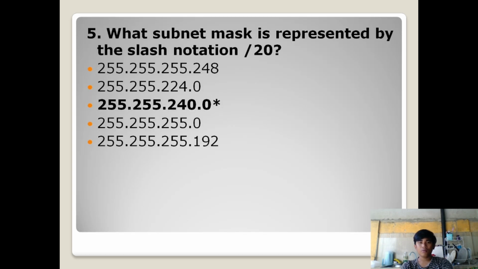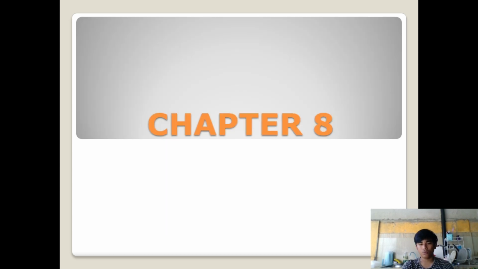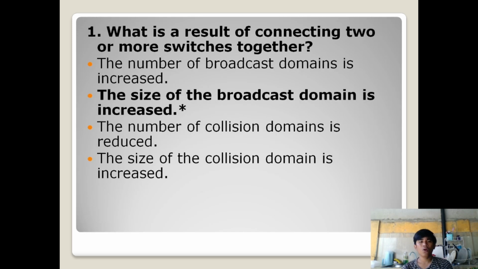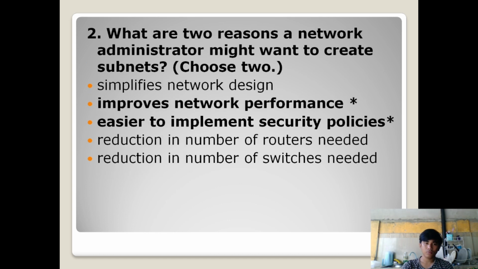What subnet mask is represented by the slash notation /20? So the answer is 255.255.240.0. So let's go to the chapter 8 summary review. What is the result of connecting two or more switches together? So my answer in this question is the size of the broadcast domain is increased.